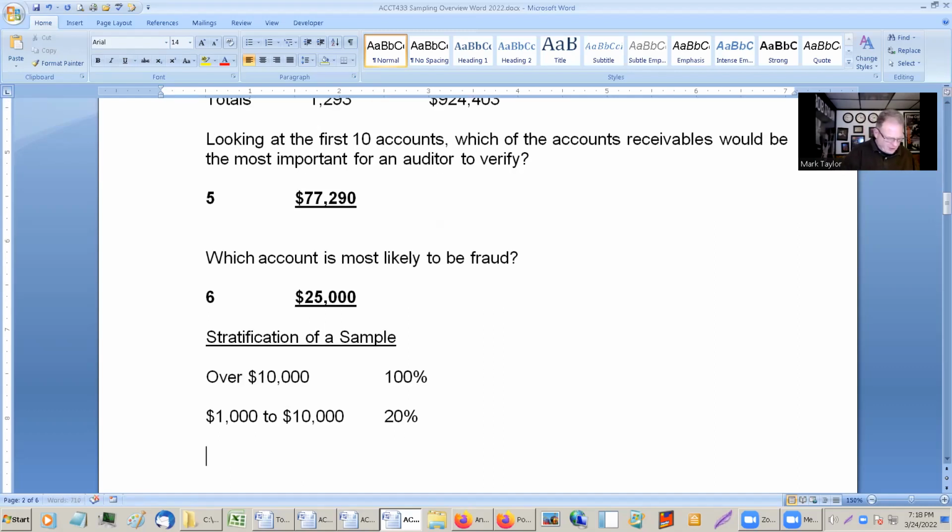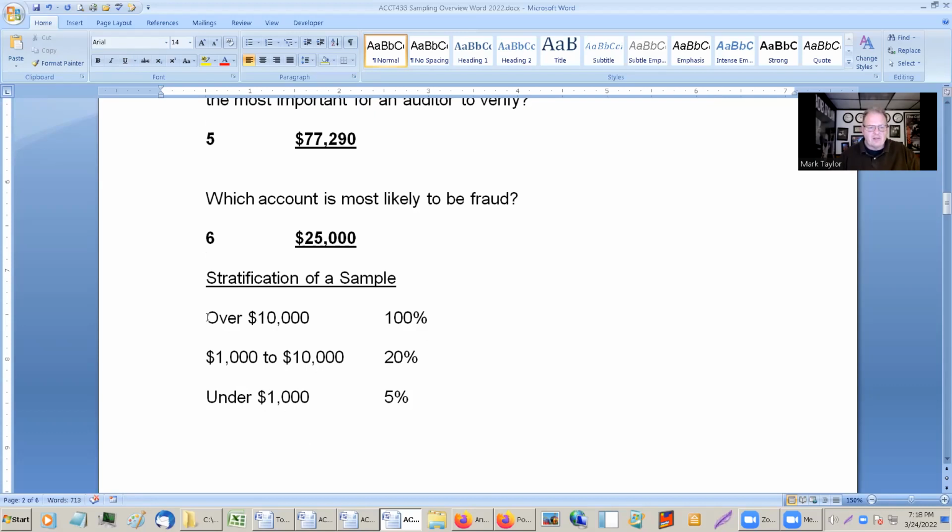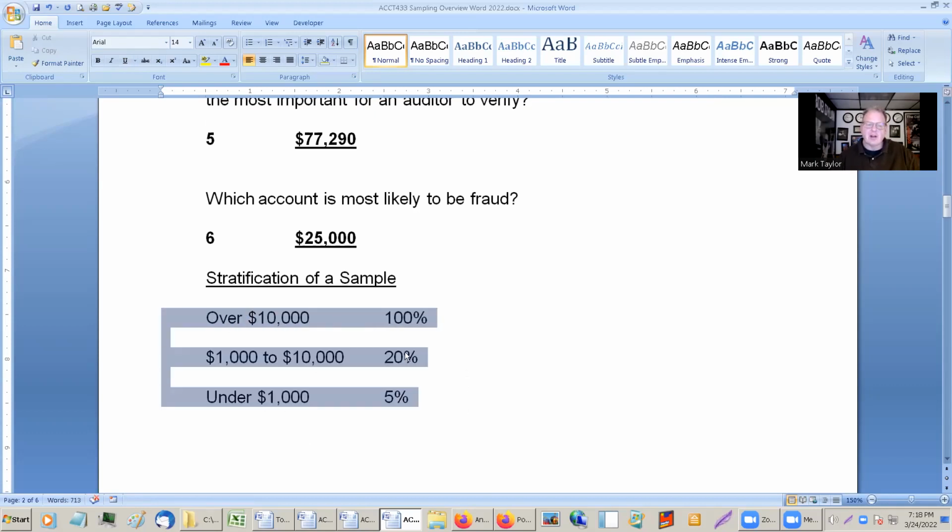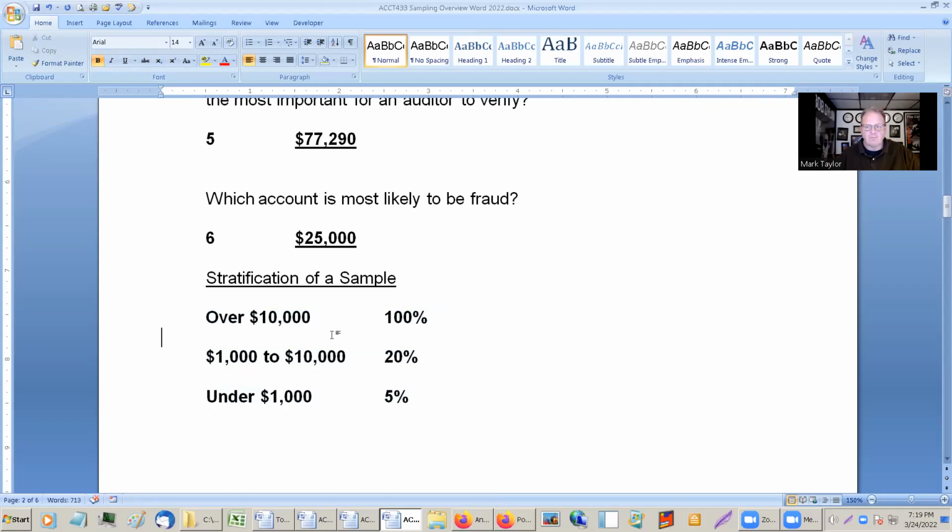And then those that are under 1,000, maybe you take 5% of those. So this is stratification of a sample. You'd really have it broken up into 3 samples, right? This first one really isn't a sample. This first one is just take everything and take a look at it. But these two down here, you'd pick random samples for each of those and evaluate those ones.